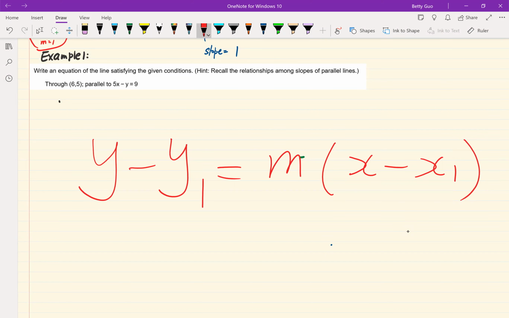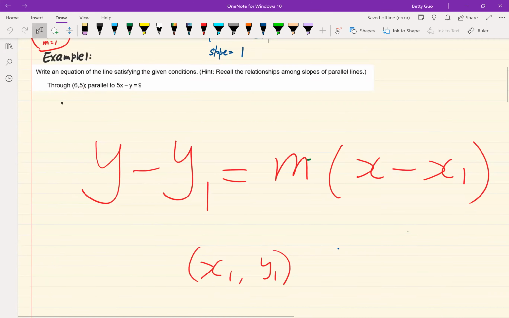In this equation, x and y are the two variables. Constant m is the slope of the straight line. x1, y1 is any given point on the straight line. So if we have the slope and a given point on the line, then the line is determined. We are able to write the equation for the straight line. This formula is the point slope form of the linear equation in two variables.